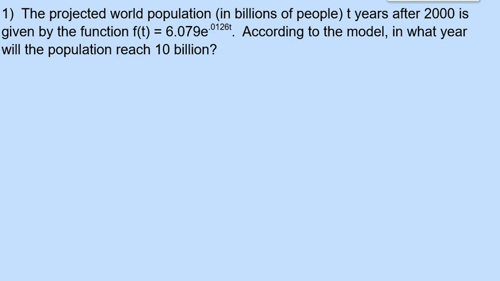So let's dissect this a little bit. We have our model y equals y naught e to the kt. So y naught is the initial amount, and that number here is 6.079. So 6.079 is the initial population at time 0.